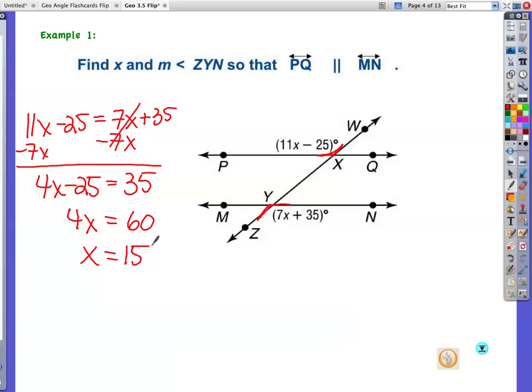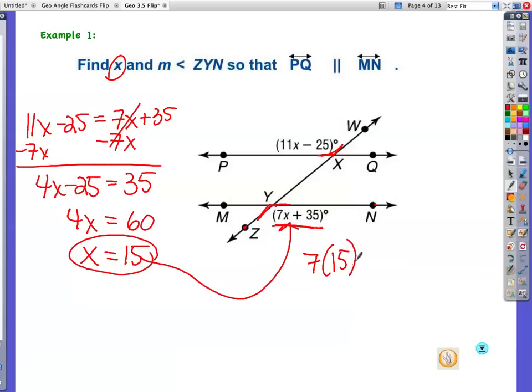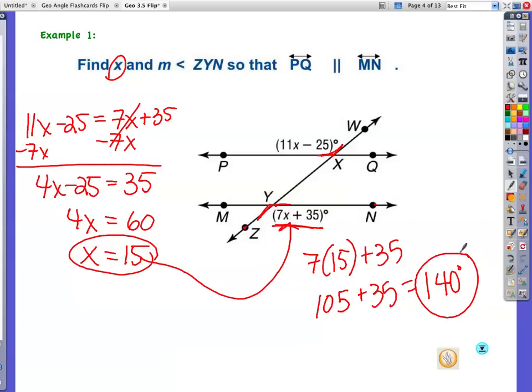Okay, so I did find x. Now I need to find the measure of the angle ZYN. So here's ZYN, it's this angle right here. I'm going to put my 15 in for x. So I have 7 times 15 plus 35. I got 105 plus 35, which gives me 140 degrees. Seems reasonable. And if this was the case, then these lines would be parallel.